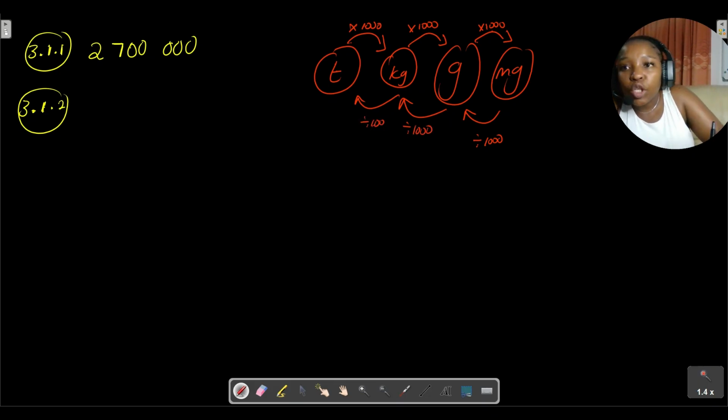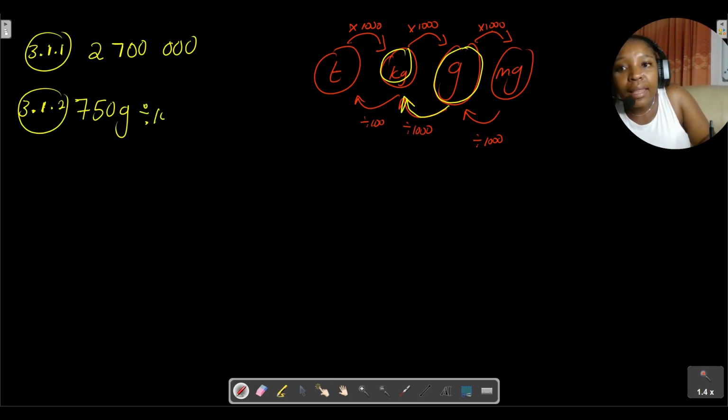So in this case, we want to start off by converting that 750 grams to kilograms. How do you convert grams to kilograms? So we are currently here. We want to go there. So what are we supposed to do? We are going to divide by 1,000. So if you divide by 1,000, how much do you get? You get 0.75 kilograms. Now we are more than ready to get the total mass of the carp.